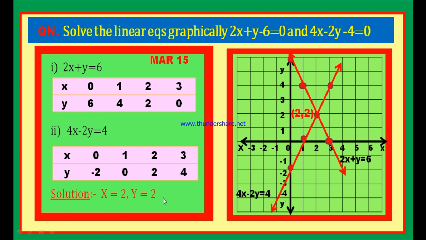You may write the scale also. Scale on x axis 1 centimeter is equal to 1 unit and on y axis 1 centimeter is equal to 1 unit.